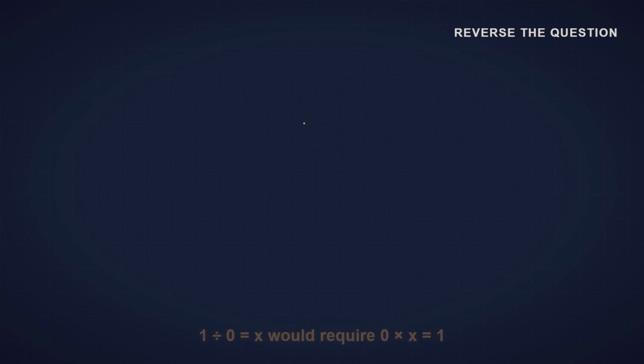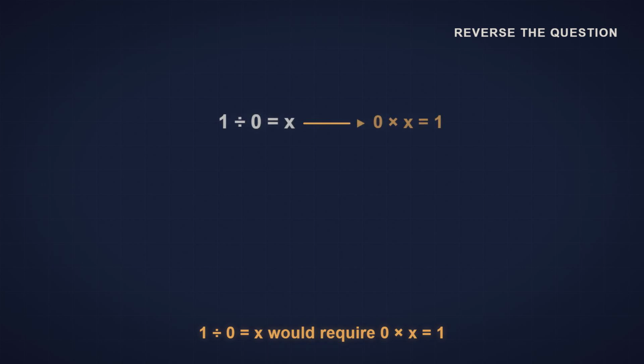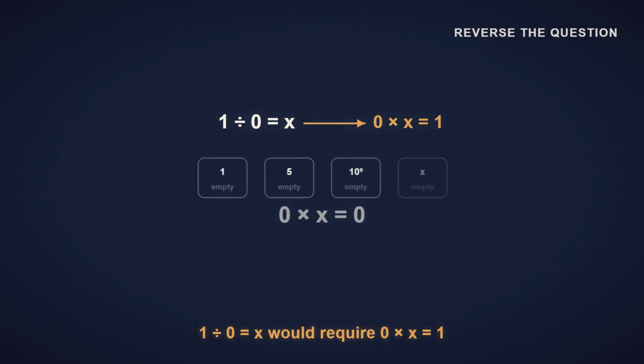Now replace the divisor by 0. Suppose 1 divided by 0 equals some number x. Apply the same backward test that worked everywhere else. 0 times x must equal 1, but multiplication by 0 has a rigid construction. Take x groups containing 0 objects each. No matter how many groups you draw, the total remains 0. Negative groups, fractional groups, and gigantic groups cannot change that total.